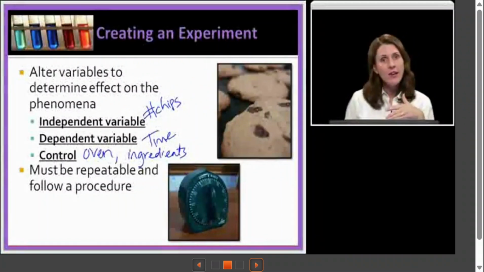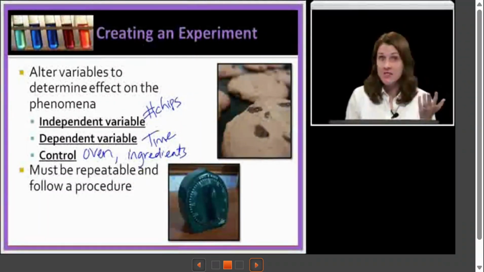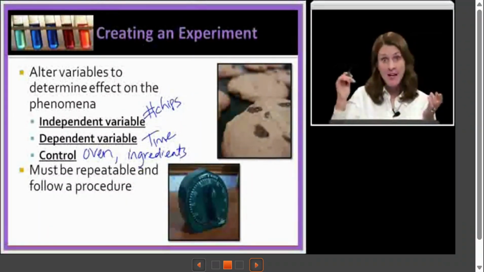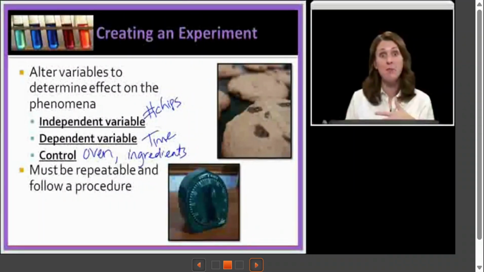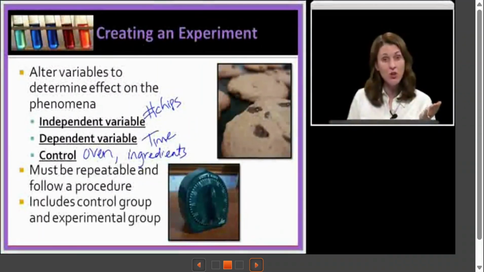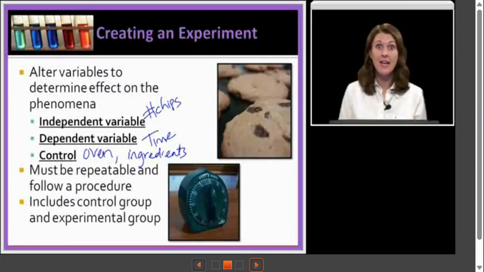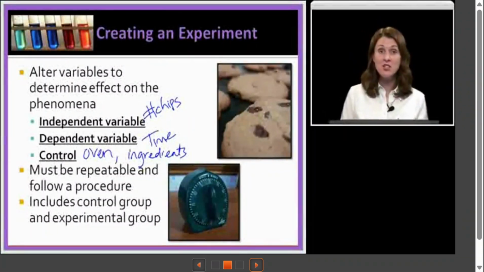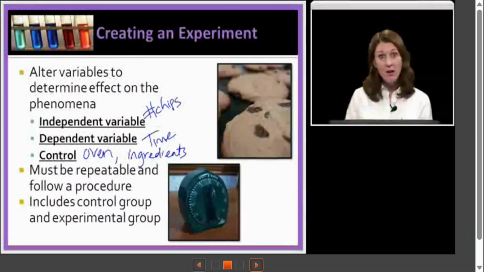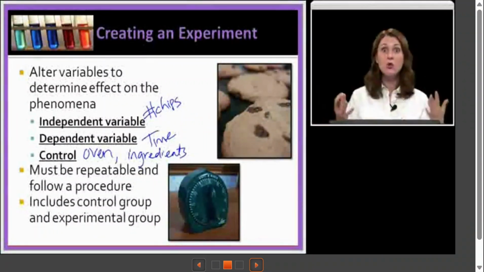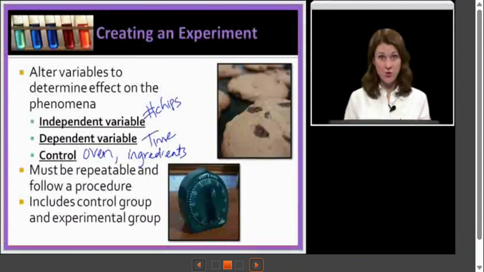All right, also, an experiment must be repeatable. In this case, yes, we could run this experiment several times and see if we're still getting the same results. And it must follow a procedure. So you must be able to write down exactly what you should do so somebody else could then refer to it and follow that same procedure. It includes a control group and an experimental group. So again, as I mentioned, your control group is used for comparison so that for your experimental group, you can compare the results you're getting to your control group, which is just under normal conditions.